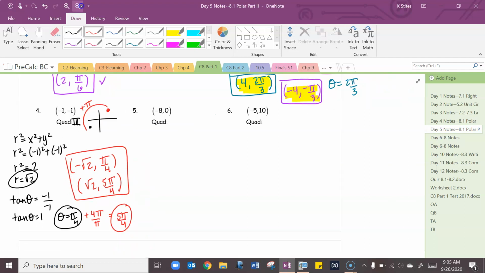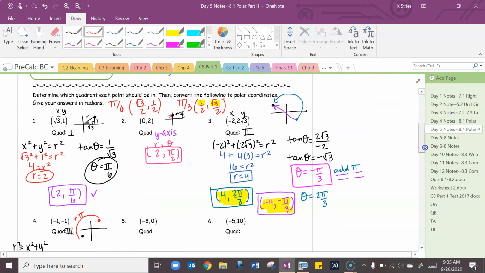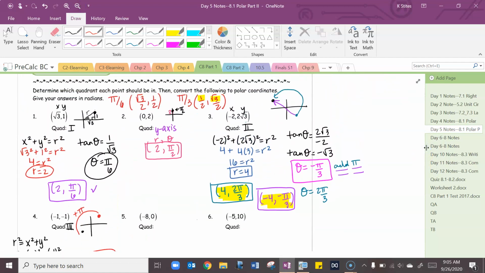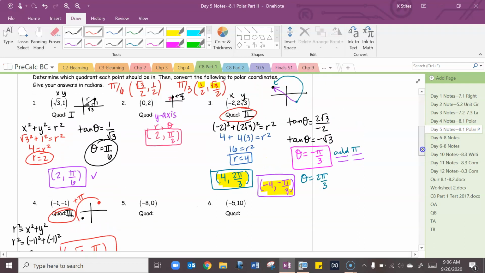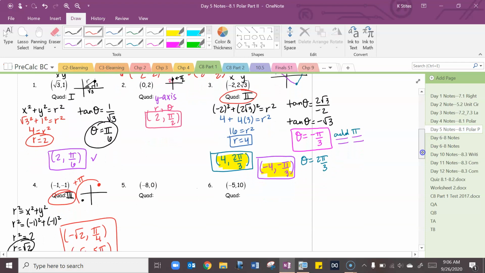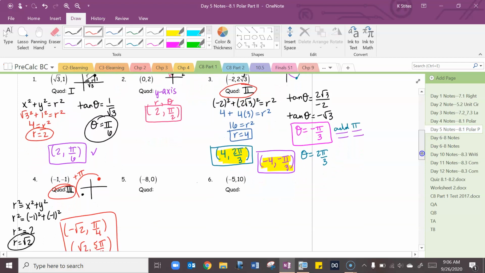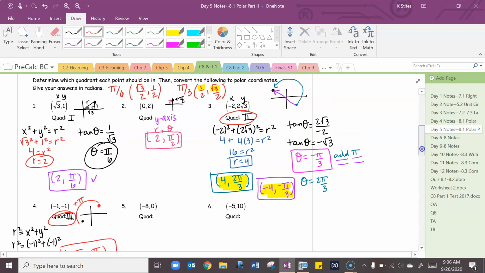So I want you to look and see when this has happened so far. The issue that we come across is when we need to be in either quadrant 2 or quadrant 3. That's when we have the issue of having to change our angle. All right, so be on the lookout. When you're in quadrant 2 or 3, you are going to need to change your angle.